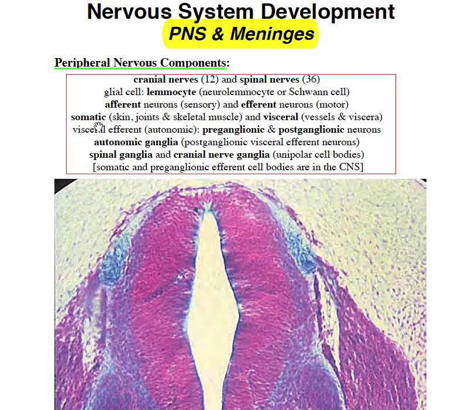It consists of somatic and visceral neurons, somatic carrying information from skin, joints, and skeletal muscle, visceral from vessels and viscera. Two kinds of visceral efferent neurons, which are autonomic neurons, the preganglionic and the postganglionic ones. These postganglionic have their cell bodies in autonomic ganglia, spinal ganglia, and cranial nerve ganglia, where the unipolar afferent neuron cell bodies are located. Somatic and preganglionic efferent cell bodies are in the central nervous system, so only their axons are part of the peripheral nervous system.